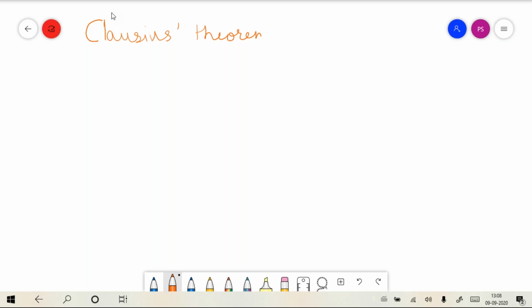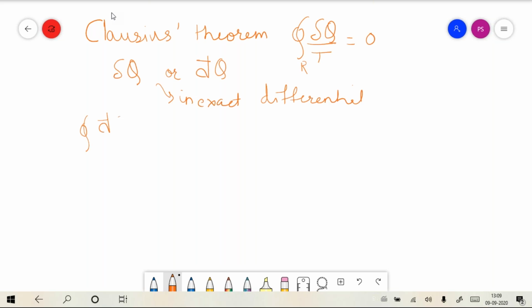In the videos you will find that this sort of expression is used. This is the same as this expression, so don't be confused about the notations which are being used.